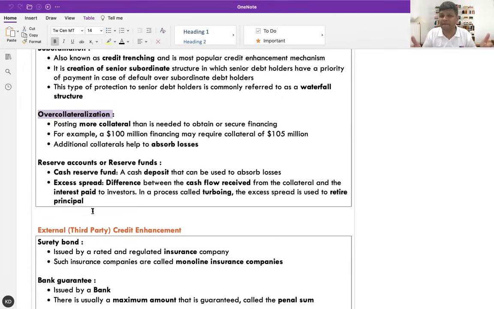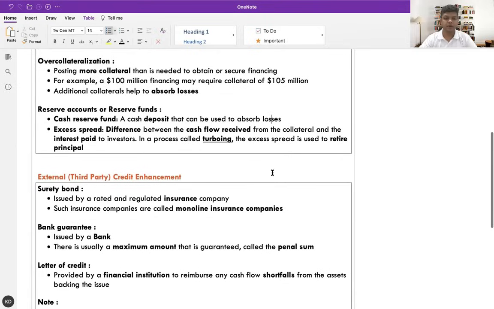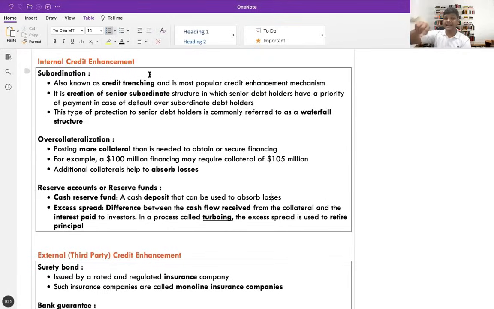I'll repeat, what is excess spread? When the money you receive is at 8% and you have to repay 6%, this 2% spread is what you can collect and use to repay in case any of the bonds defaults. Clear? This process is called turboing. Is that clear? There are too many things to remember. I'm making it easy for you to understand the concept, but you'll have to read it once. I'm not expecting you to memorize it, and it's relatively easy. Don't worry. So these are internal credit enhancements.